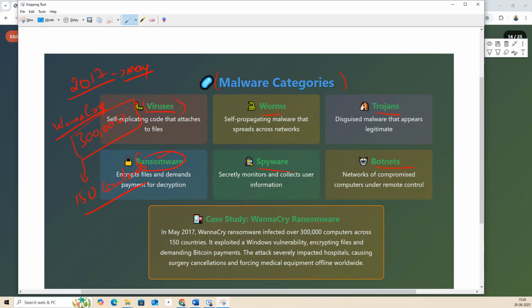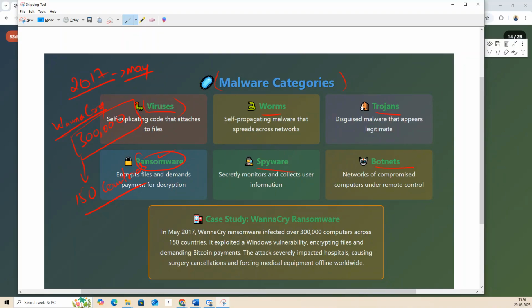WannaCry exploited a Windows vulnerability that allowed it to spread across networks automatically. It didn't need human interaction, no clicking on malicious links or opening infected attachments. If one computer in your network got infected, the malware would automatically spread to every vulnerable Windows computer it could find.